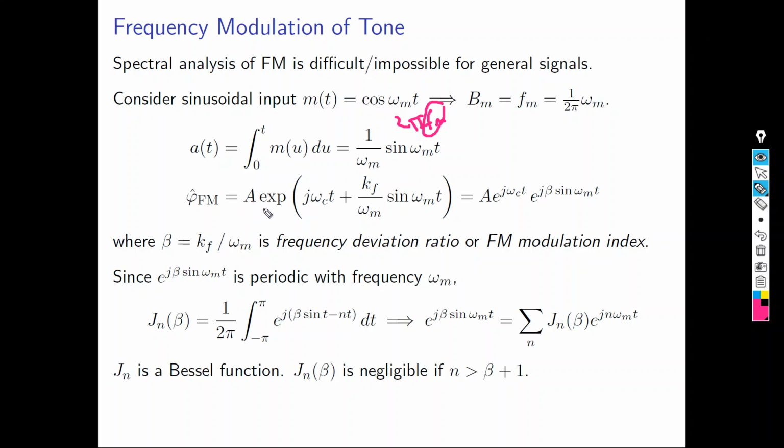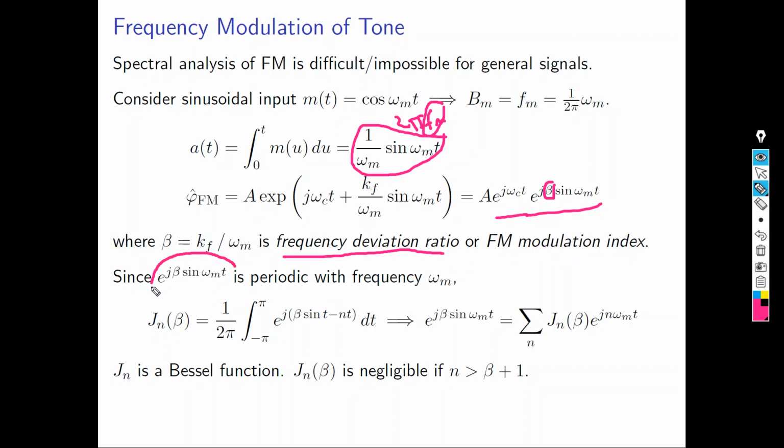And then what's the final formula for frequency modulation? If you are asked to write it, you tell me it's A exponential j omega c t plus kf multiplied by A of t. What's A of t? This is the one, you put it in. And you write it in exponential terms, and this is also equal to this format. Now, B in this case is equal to kf over omega m, and we call this the frequency deviation ratio, or FM modulation index.